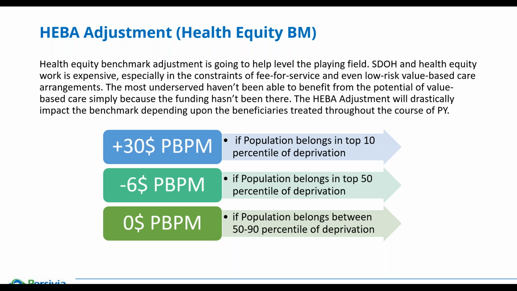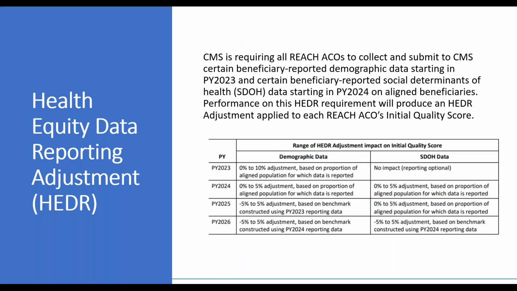Moving on to the health equity data reporting adjustment, or what we call HEDR. Now, CMS is requiring all the ACO REACH ACOs that are involved in the REACH program to collect and submit the data to CMS. These include the beneficiary reported demographic data. We'll take a look at all the components in the next slide, but for the year 2023, SGUH data has no impact and reporting is optional. However, going forward in the performance year 2024, it's going to be a mandatory requirement.